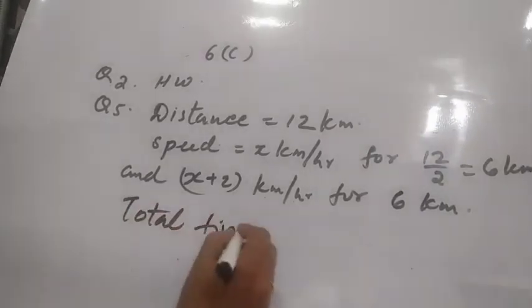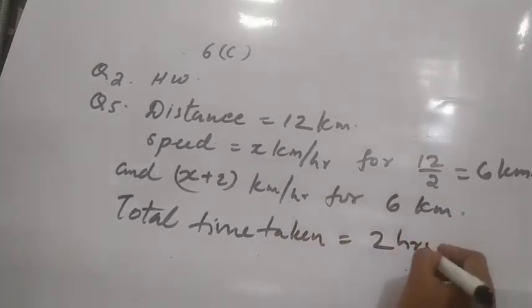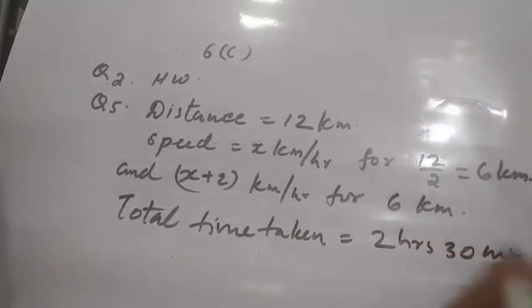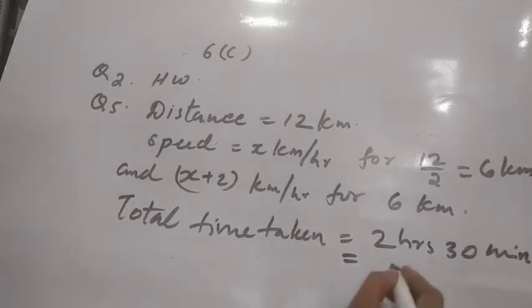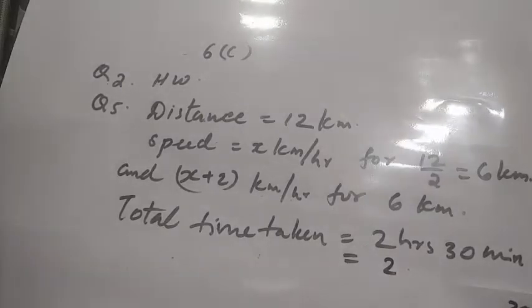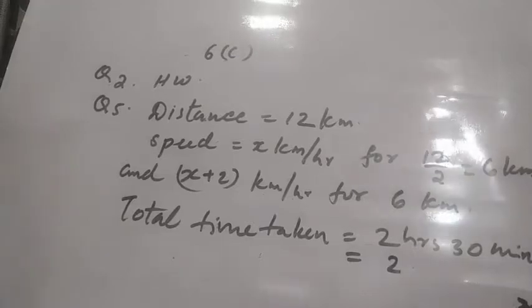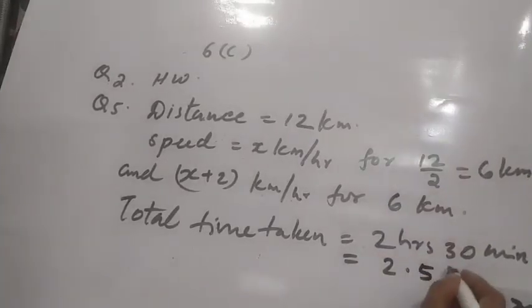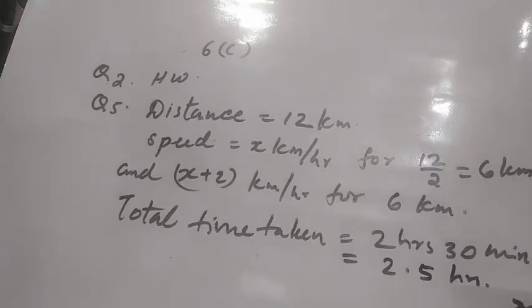And the total time taken by the girl is 2 hours 30 minutes. Let us convert it into hours only. How can we convert 2 hours 30 minutes? Yes, 30 minutes means 30 by 60 hours, no? That is half an hour, or 0.5 hours. Understood? So she took 2.5 hours to travel the 12 km.